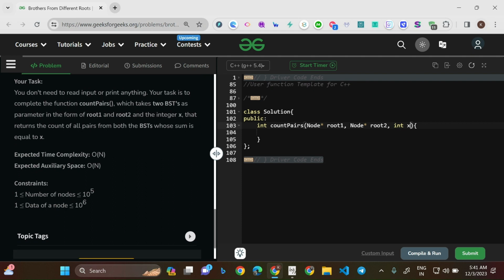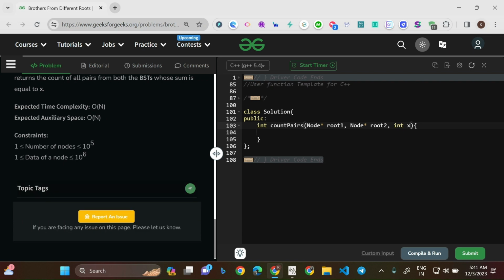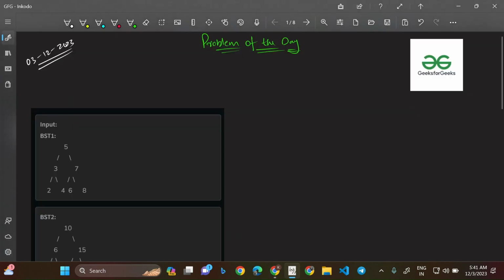We can easily satisfy these conditions, like the number of nodes can go up to 10^5 and the data of a node can go up to 10^6. Our solution is going to satisfy these constraints. The topic tags are traversal, BST, etc. So now let us go through the example.